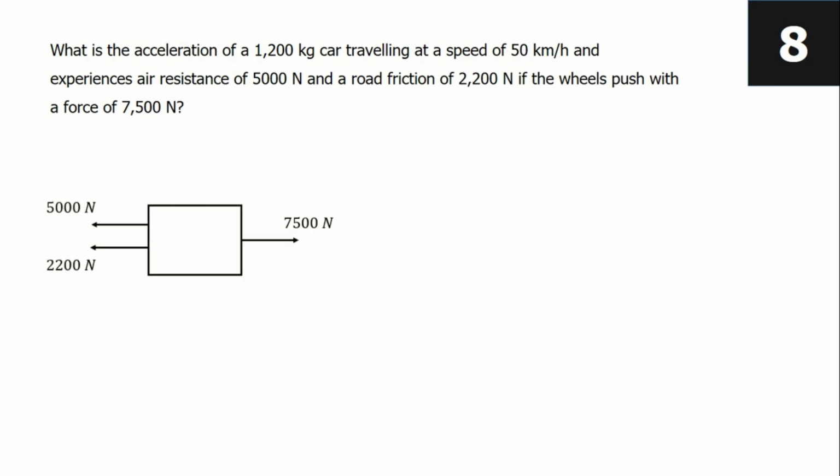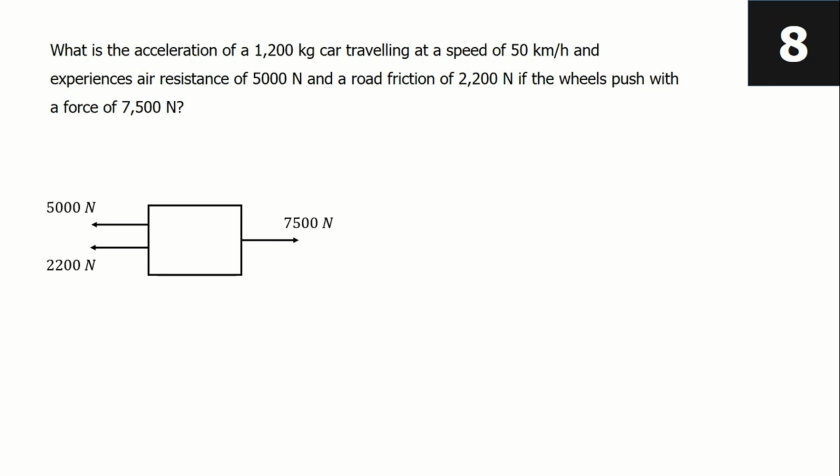To figure that out, just think of which force will lead the car to move forward, and which forces will oppose that forward motion. Obviously it is the wheels responsible for pushing the car forward, right? So we will say that 7,500 newtons in the free body diagram would be directed to the right.